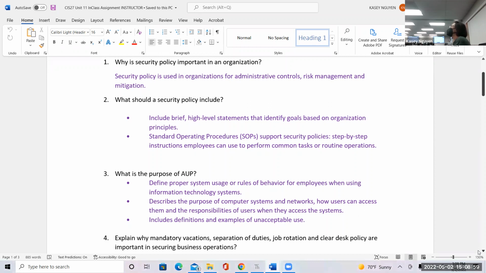Not in this class, but in other classes. And if you do go for your bachelor's degree, it's likely that you will be asked to write a policy. This is very common in the security field. Some companies already have a set of policies and you have to go in and revise it. Other companies might not have a policy, and you have to write it.